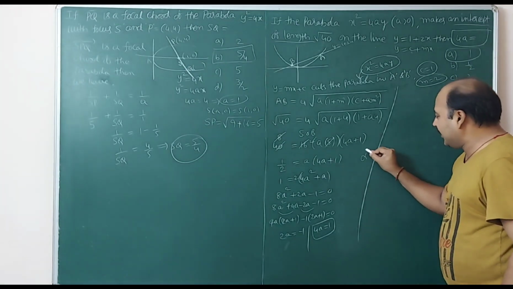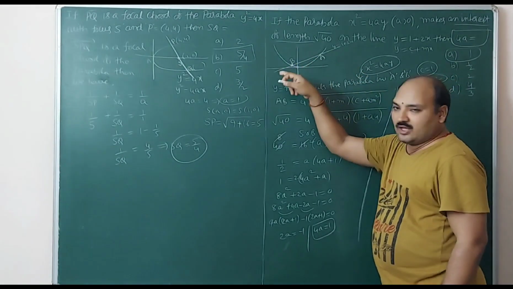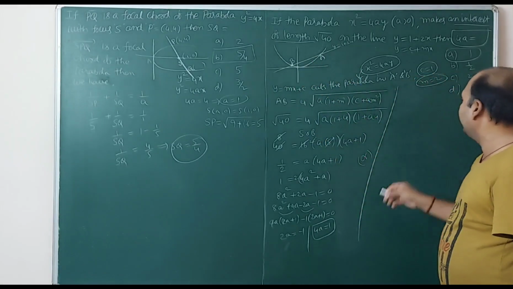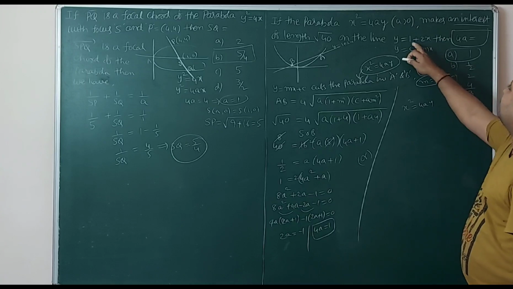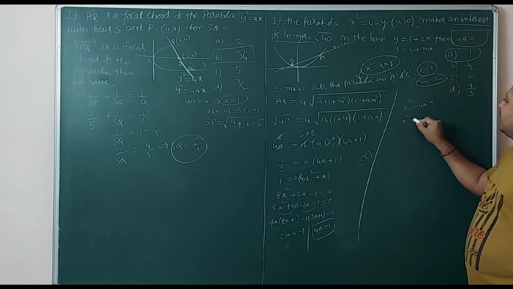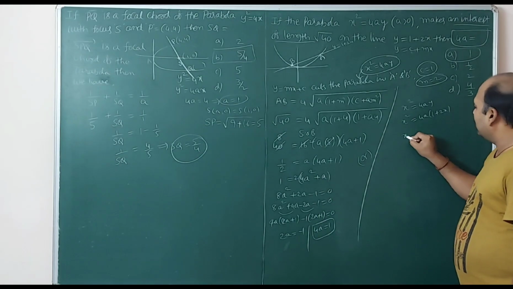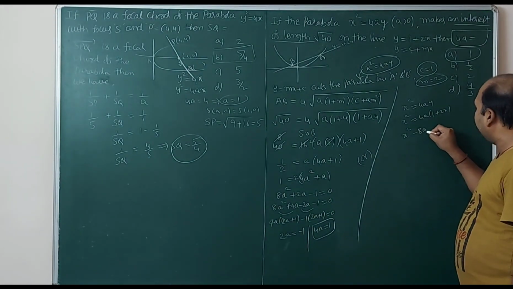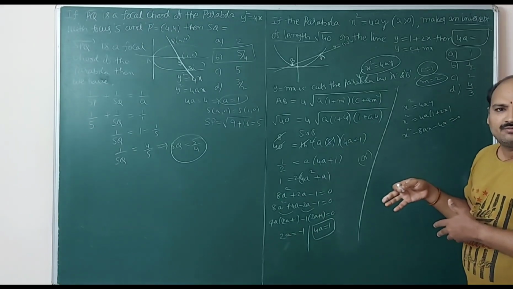Alternate method, I am just saying: whenever the given curve and line intersect, x² = 4ay, right? The y value is there, 1 + 2x, substitute here. x² = 4a(1 + 2x). So x² − 8ax − 4a = 0. It is a quadratic equation.